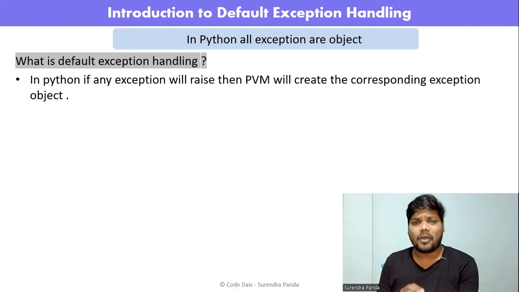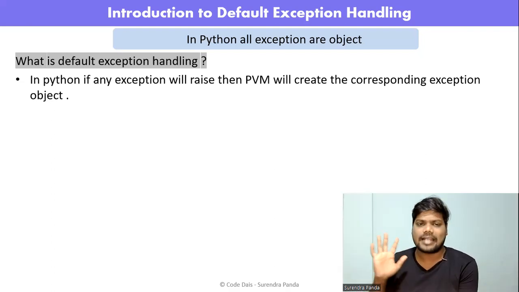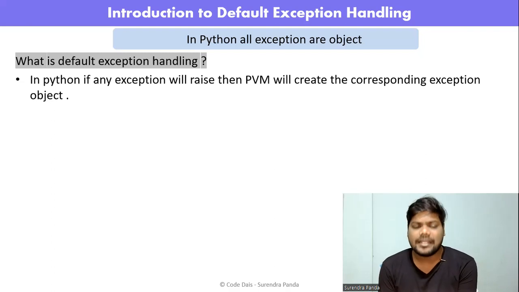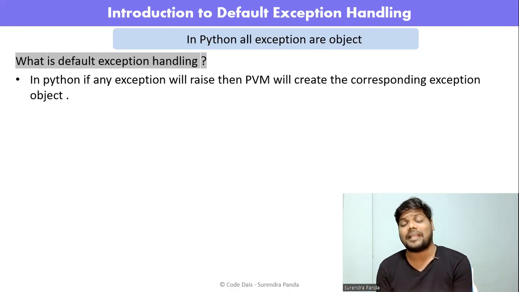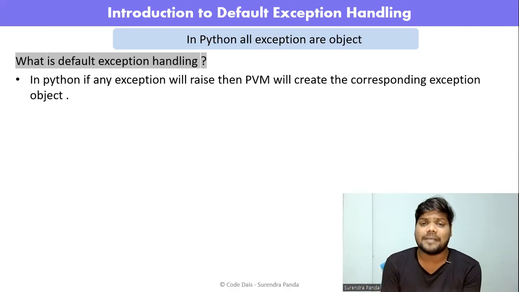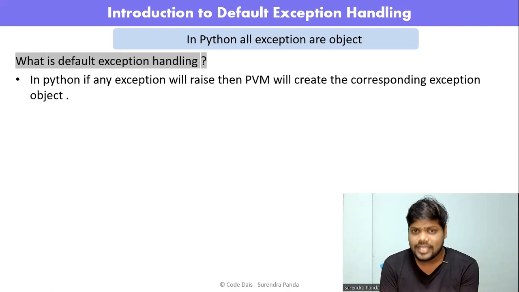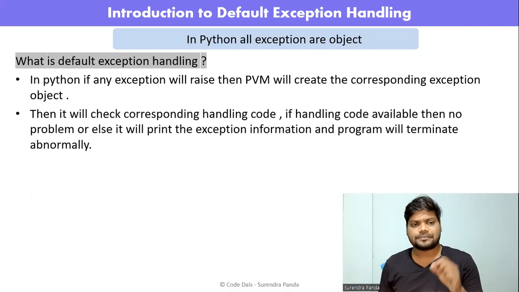What is the conclusion? I know you are finding this theoretical or boring, but inject this in your mind. It will be very helpful in the next class. In Python, all exceptions are objects, and for all those objects a corresponding built-in class is there. So what is default exception handling? If any exception is raised, Python creates a corresponding exception object. If a FileNotFoundError is raised, the Python virtual machine will create the object for the FileNotFoundError class.